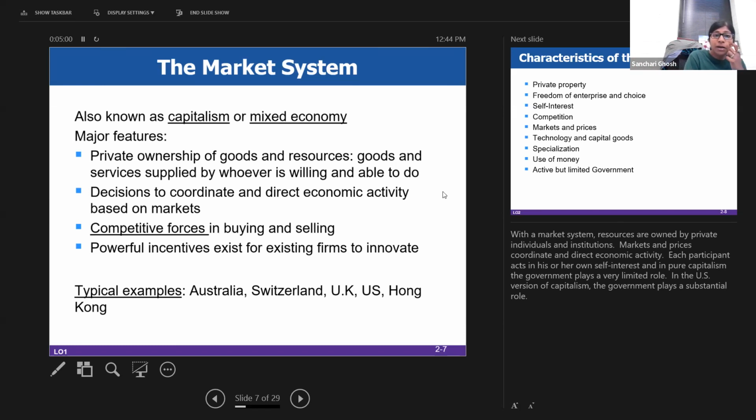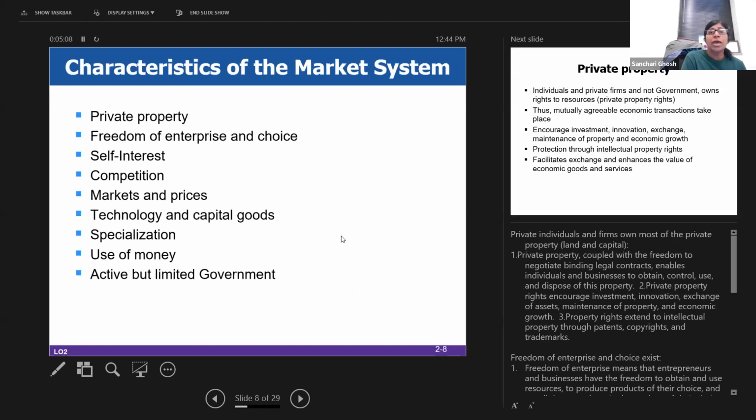Market-based systems, we should not be calling them capitalism, but mostly mixed economy. They are different from the pure capitalistic system. So having said that the market system works best, let's see what characteristics make it so very agreeable to us. Private property, freedom of enterprise and choice, self-interest, competition, markets and prices, technology, specialization, active but limited government, use of money. I'm going to cover some of the salient points here.